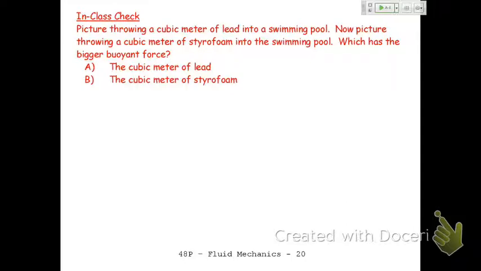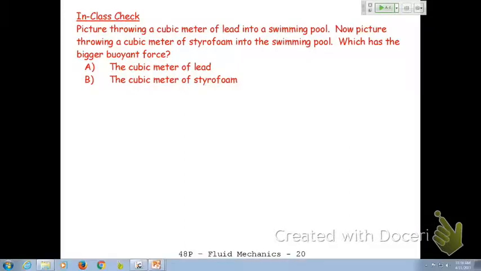I was trying to think of a picture. Imagine throwing a cubic meter of lead into a swimming pool. Now, imagine throwing a cubic meter of styrofoam, the stuff that we make drinking cups out of, into a swimming pool. This is a gotcha question. Which has the biggest buoyant force? Take me literally. You are going to imagine this thing being thrown into the swimming pool. Don't get involved in math. Think of the reality of the situation.